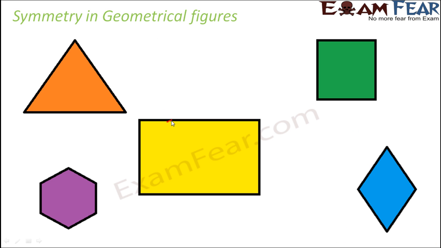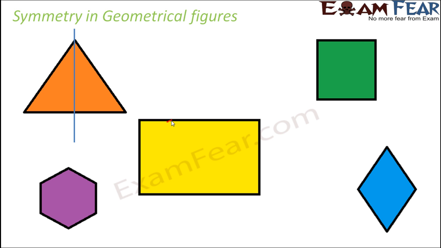So now that we saw the symmetry in alphabets and numbers, let us look at the symmetry in geometrical figures. On the screen we see a triangle, rectangle, square, kite, hexagon. We see so many different figures, and let us try to look at the line symmetry in each of them. Okay, so let's start with the triangle.